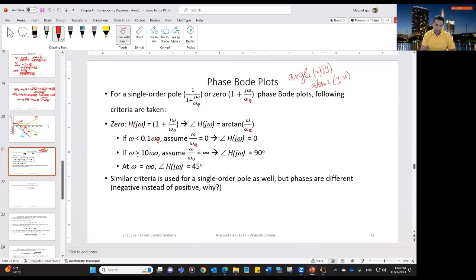And if omega is greater than 10 times the cutoff frequency, then we assume that omega over omega cutoff is very large. I'm showing you infinity. Let's say it's heading towards infinity. And if you are taking arctan of a very large number, that will be 90 degrees. All right, who's going to tell me why arctan of a very large number is 90 degrees? Somebody?